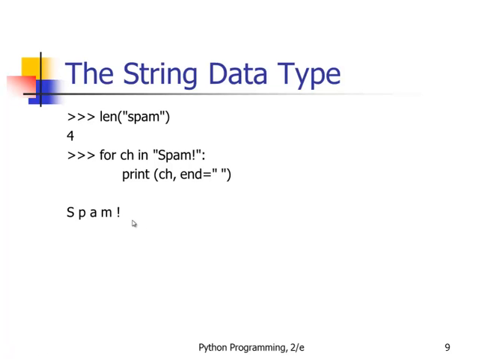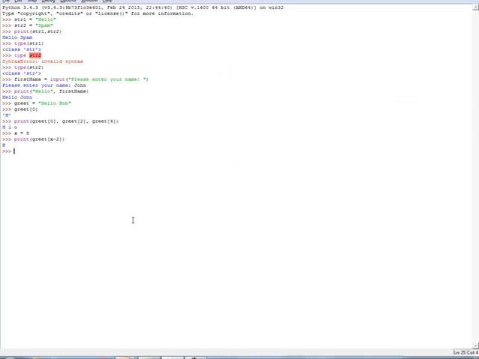So let's try this in IDLE. I'm going to do it a little bit different. I'm going to create a variable called food, and I'm going to say that it has a value of spam. And if I want to know the length of food, you see it's 4 characters. If I wanted to print them individually on separate lines, I can use a for loop to do that.